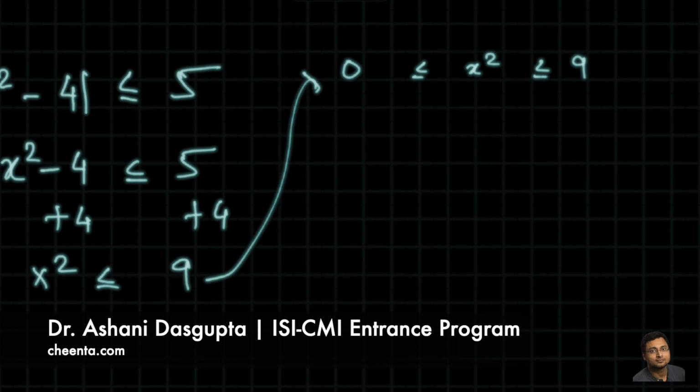Here comes the simple but tricky part. You have to remove the square. Now to do that, you have to think about it like this: for what range of values of x will the square of the number be less than or equal to 9? So it's clearly between -3 and +3. Only if x is between -3 and +3, the square of x will be between 0 and 9. Right?